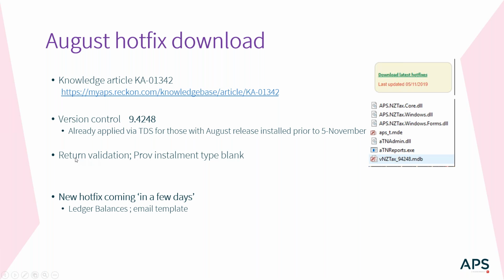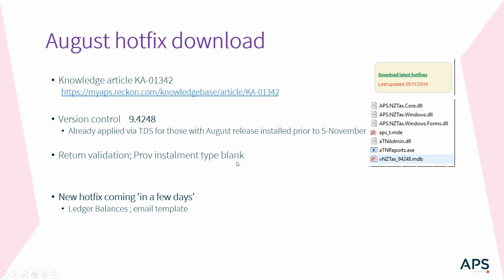One of the useful changes or fixes that are available with the hotfix is that in return validation, prior to locking your returns in Tax Manager, there are in some cases a provisional instalment type appearing blank, and the calculations as a result of that are not always as they should be. This is resolved with the hotfix files being copied into your ADV 2000 folder. So you can go ahead and do that pretty much immediately or any time.